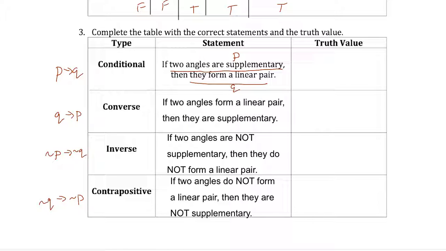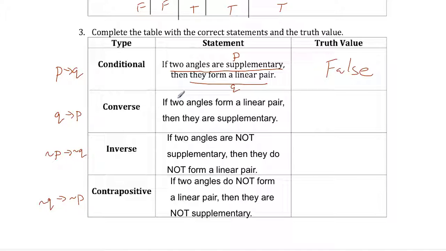Okay, so if we look at the truth value, if two angles are supplementary, then they form a linear pair. Is that true? No, it's not true at all. A lot of supplementary angles are linear pairs, yeah, but we can have two supplementary angles that add up to 180, and they don't have to be next to each other to form a linear pair. So this is actually false.